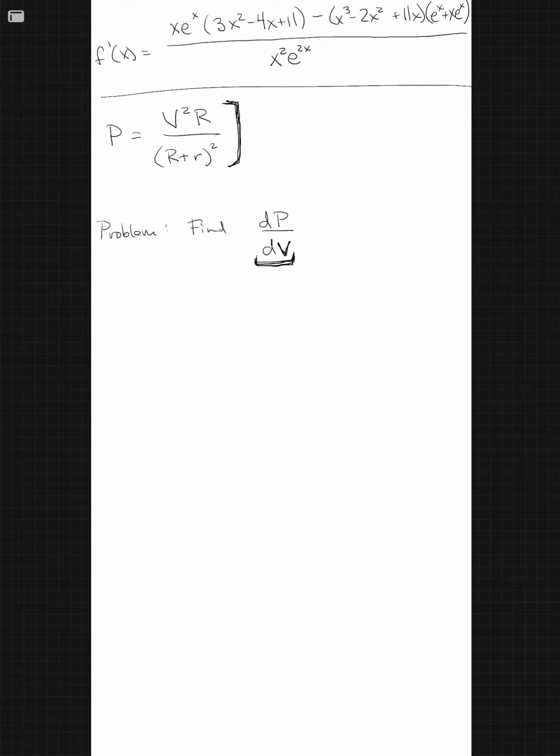And what that means for us is that we get to treat the rest of the letters as if they were constants, right? So then we can sort of rewrite this as P equals this constant times V squared. And in this case, we could have actually done this problem last section, right? Because if V is the variable that we care about, this is just a power function.